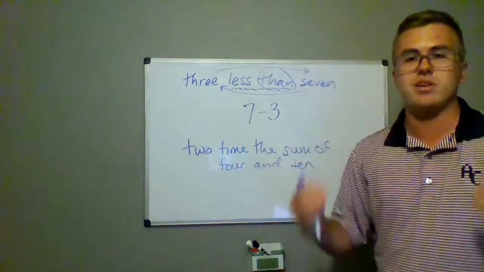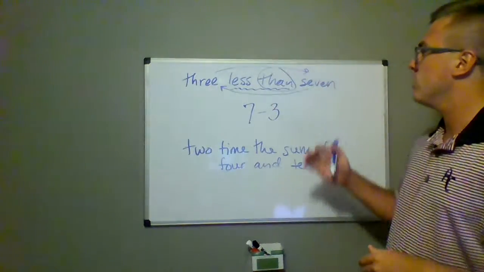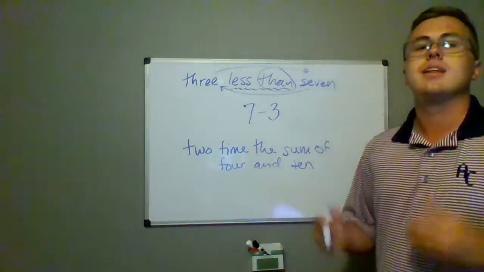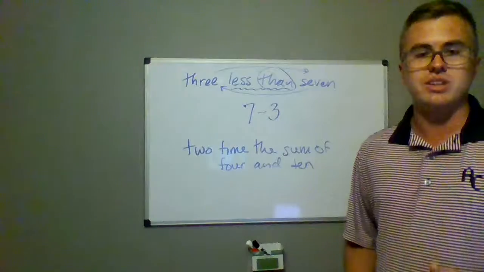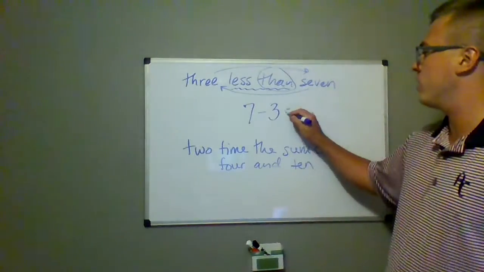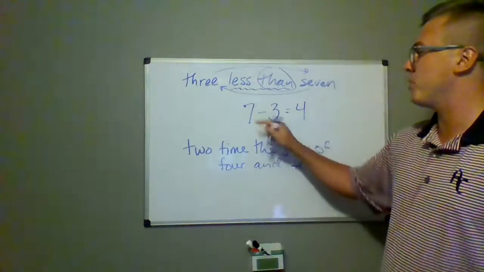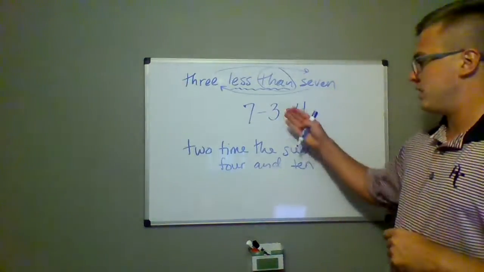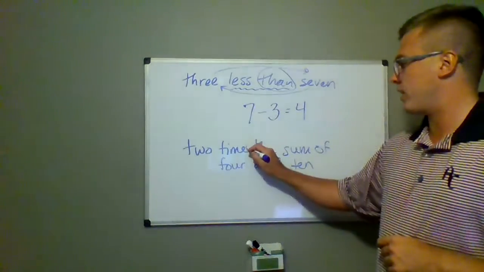You got to think about it a little bit. You can't just go up to it and say 3 less than 7. Well, less than is minus, 3 minus 7. Think about what number you're actually looking for there. 3 less than 7. Okay, I'm looking for 4. So I get 4 by doing 7 minus 3.